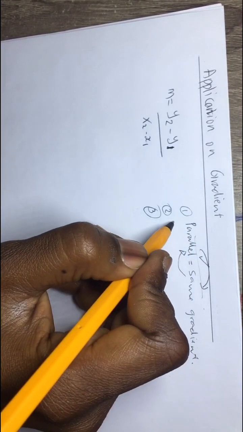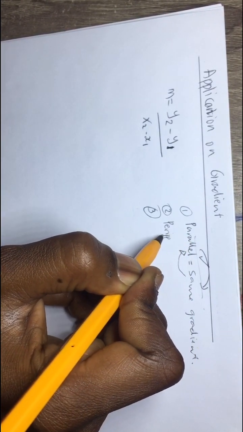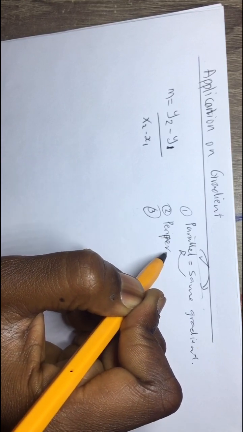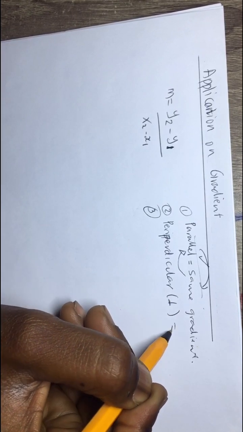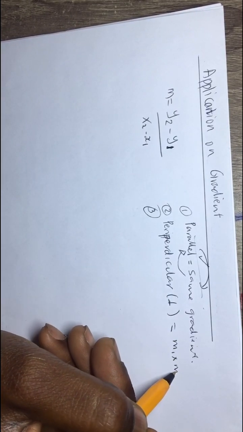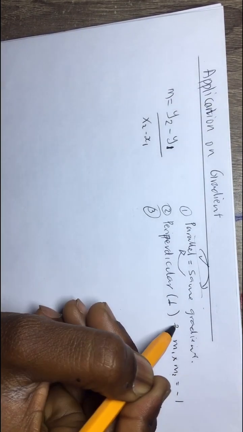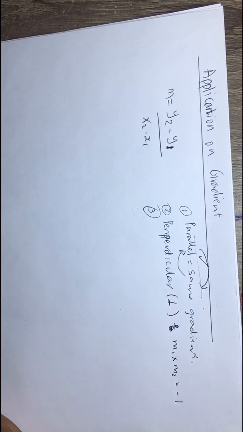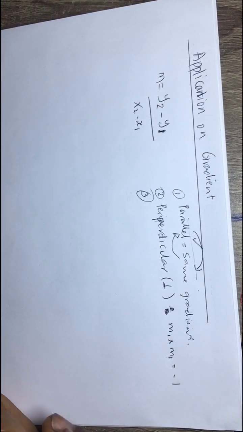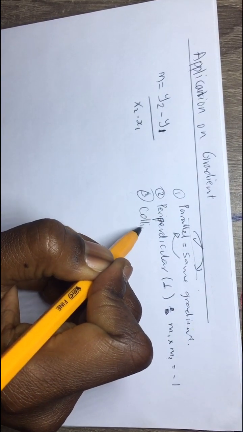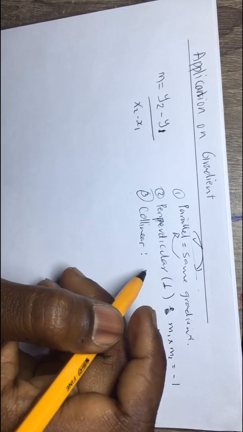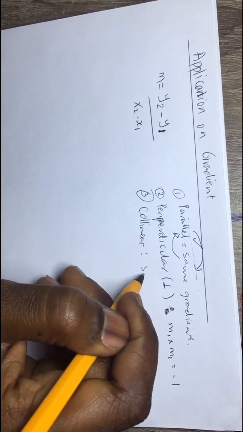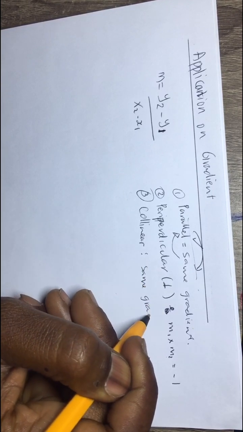And then number 2, perpendicular. Perpendicular means the gradients of the two, when you multiply them together, you must get -1. So there you go, I hope you see it. And the last part is collinear. The gradients are the same, so also the same gradient. I'm just going to write that, and then we're going to prove it.